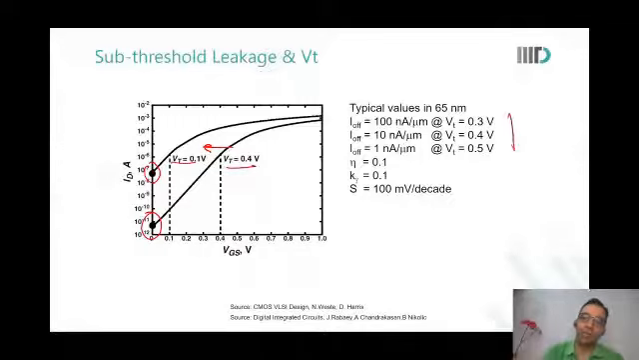So this is just an exemplification that in 65 nanometers, as you reduce VT by 100 millivolts, you increase the off current by a decade, because we assumed that the subthreshold slope is 100 millivolts per decade. Okay.